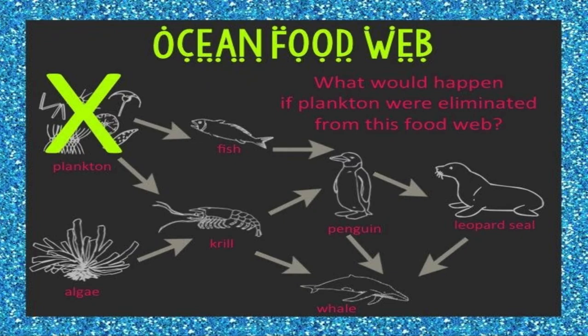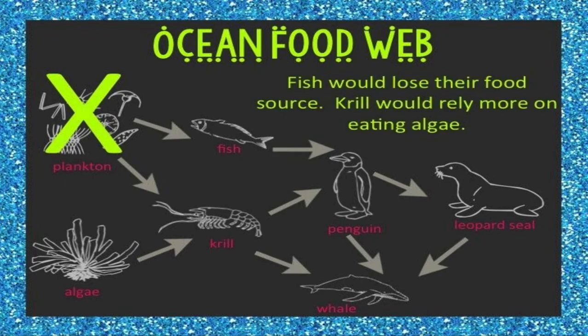What would happen if plankton were eliminated from this food web? So take a minute to think what you think would happen if plankton were to be removed from this food web. Fish would lose their food source. Krill would rely more on eating algae. So if we removed this plankton, our fish would have nothing to eat. Our krill would have to mostly rely on algae because they no longer can eat plankton. So if we removed plankton from this food web, it would be very critical.